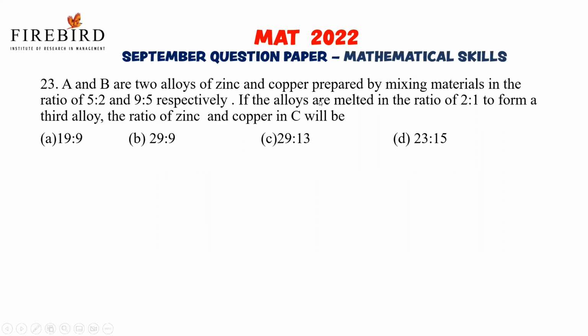Now, we'll go to the next question. A and B are two alloys of zinc and copper prepared by mixing materials. It is a question based on mixture. The alloy A is made of zinc and copper, and its ratio is 5 is to 2. The alloy B, which is also made of zinc and copper, has the ratio 9 is to 5.